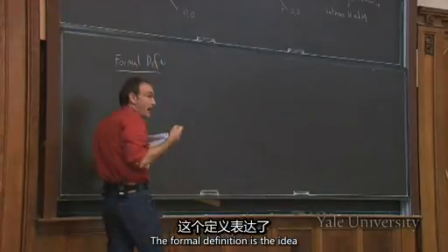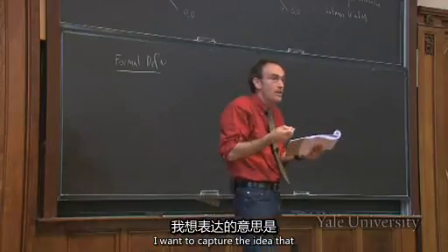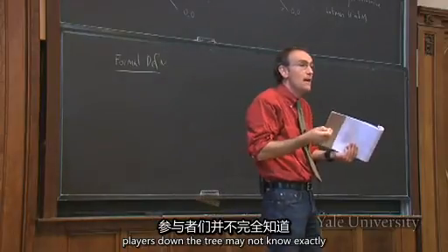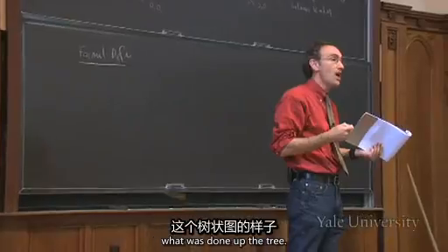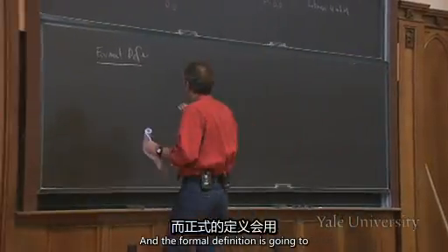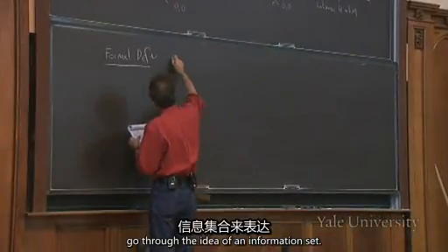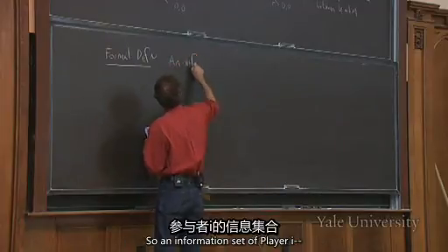The formal definition is the idea that I want to capture. I want to capture the idea that players down the tree may not know exactly what was done up the tree. And the formal definition is going to go through the idea of an information set.